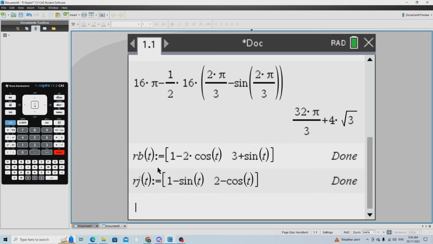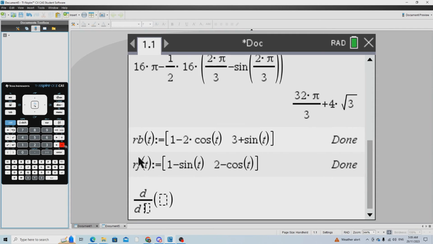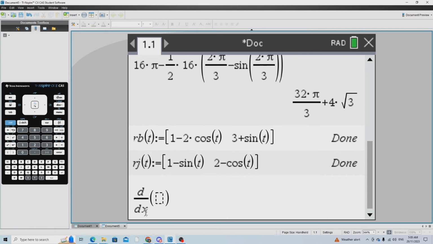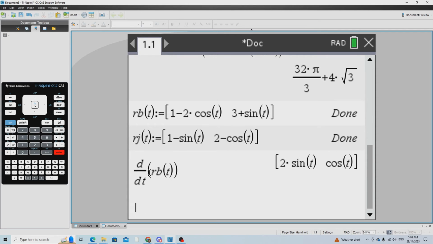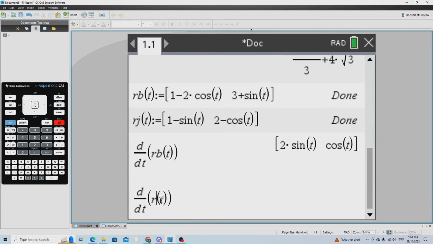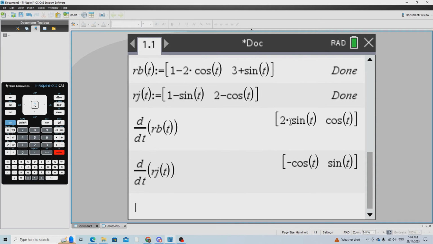And again, we want to find the derivative of the first one. So the derivative, in terms of t, of r of b of t, which gives us this. And what's the derivative of the same, but for j? This. So we got the velocities. Now we just need to find the magnitude of them, which gives us the speed. So to find the magnitude, it's just the norm of this, which equals the norm, the magnitude, of this.